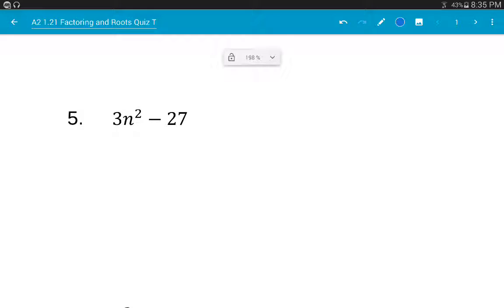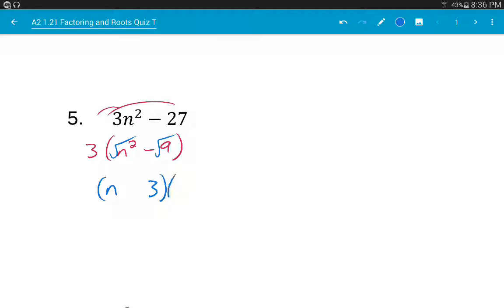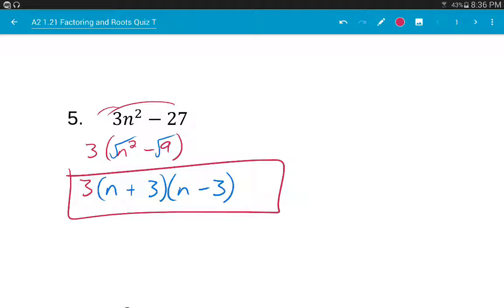Question number 5 does not look like that, so I'm going to mentally follow my flow chart. You can find it earlier on one of the previous lessons. First thing I check is a GCF. Is there a GCF? Yes, there is. They're both divisible by 3. So I factor out a 3 from both. I get 3n squared minus 9. And then I acknowledge that this is a difference of 2 squares. These can both be square rooted, so I get n and 3, n and 3, and these are plus and minus. And of course the 3 comes along for the ride, so that would be my final answer, fully factored.